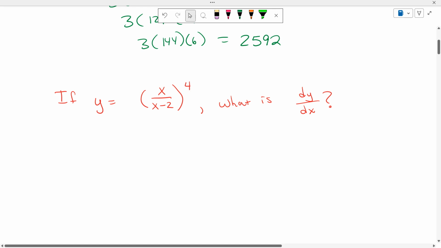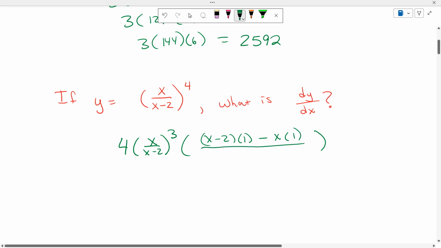This to the 4th power, how would we go about it? What would we do? I would do chain rule, quotient rule. So 4 times x over x minus 2 to the 3rd times the first derivative of that. So the first derivative of that would be the quotient rule: x minus 2 times 1 minus x times 1, all over x minus 2 squared.